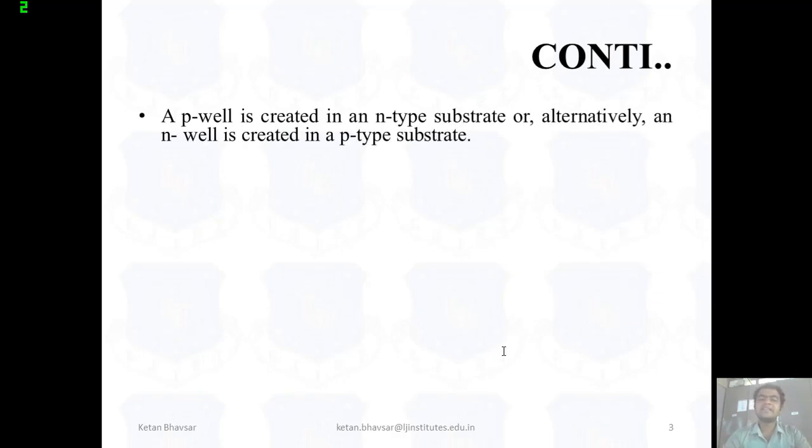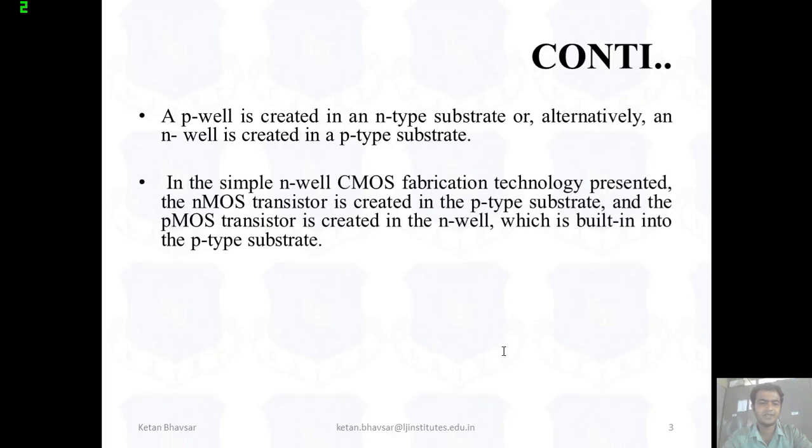A P-well is created in an N-type substrate. As I already told you, if I want to design a P-well, you have to take the opposite substrate, which is N-type. Alternatively, if you design the N-well, then you have to take a substrate of P-type. In the simple N-well CMOS fabrication technology presented, the NMOS transistor is created in the P-type substrate and the PMOS transistor is created in the N-well, which is built into a P-type substrate. So based on your requirement and which type of transistor you have to design, you have to choose the type of substrate.